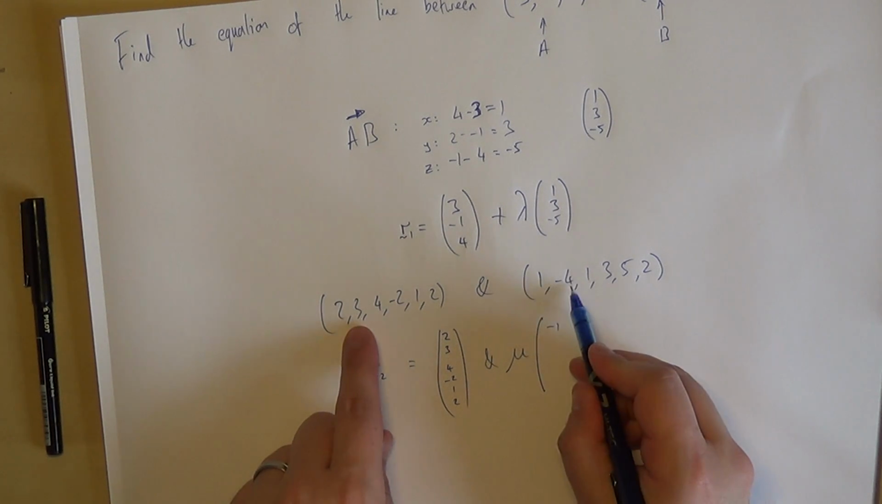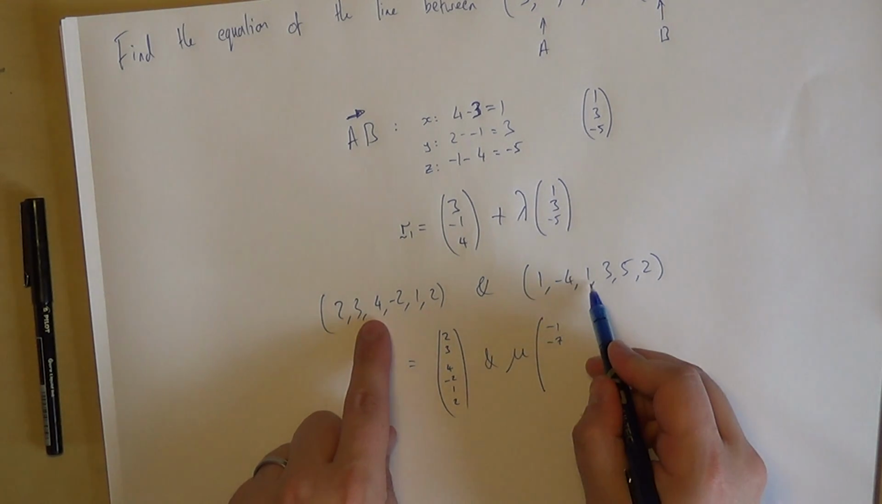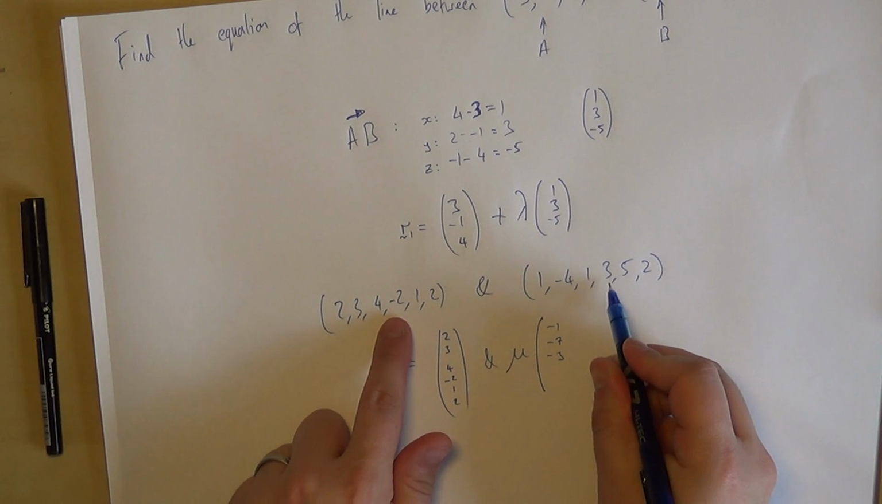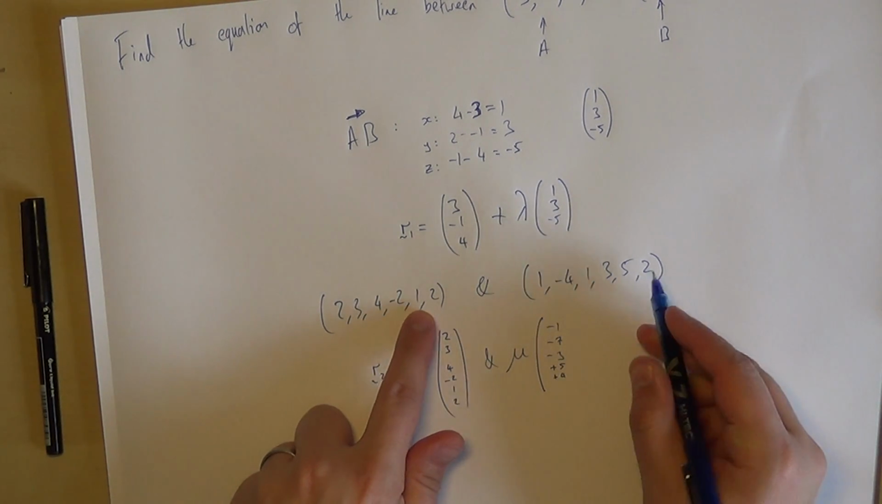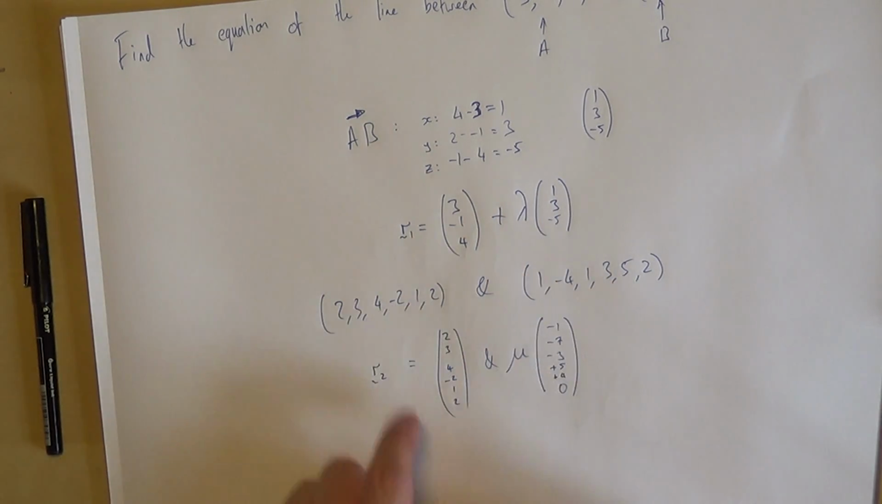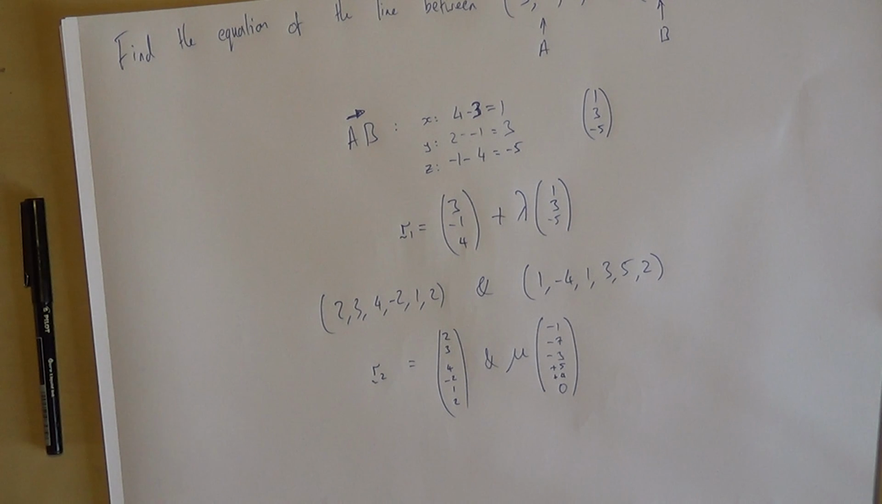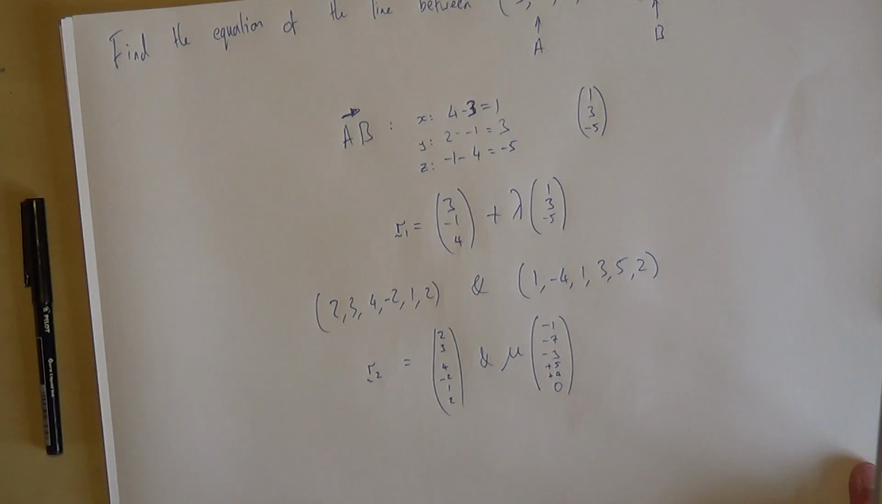is down 1, that to that is down 7, that to that is down 3, that to that is up 5, that to that is up 4, and that to that is 0, times that vector. And that's it. You've got the equation straight away. It's very, very efficient to use vectors for equations of lines because they scale very nicely into any complicated space.